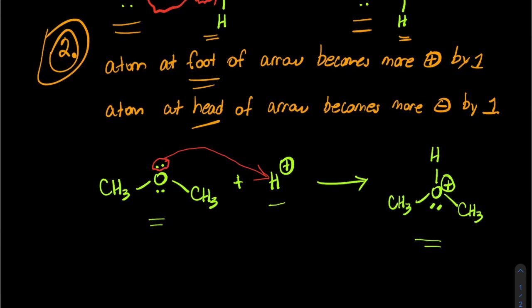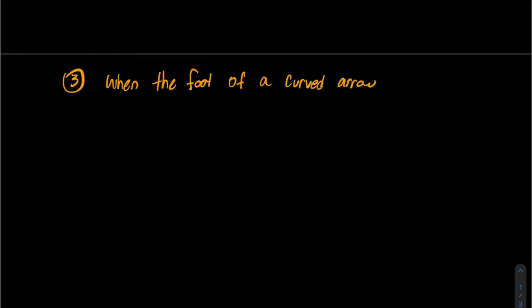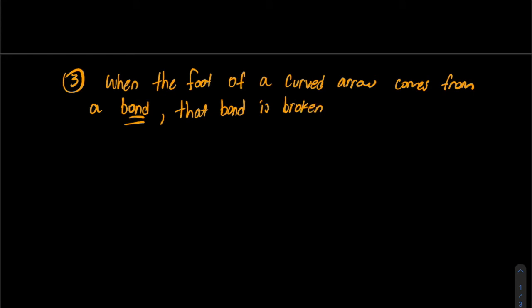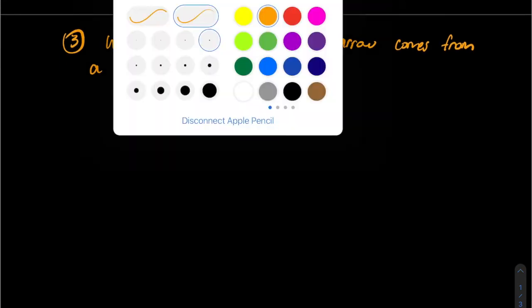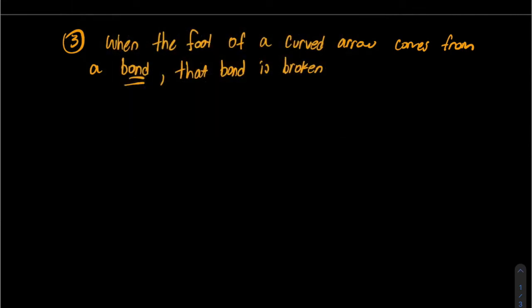Now, I want to talk about Rule 3. Now, when the foot of a curved arrow comes from a bond, not an atom, a bond, that bond is broken. And we still use the head and the foot to keep track of formal charges. So let's look at a real live example of this. Let's look at this molecule here.